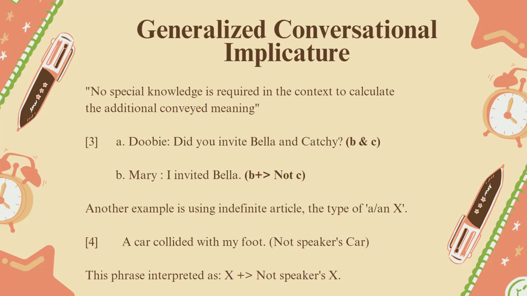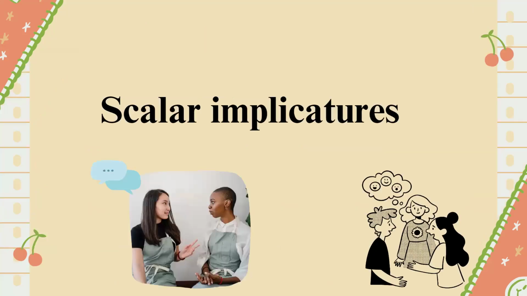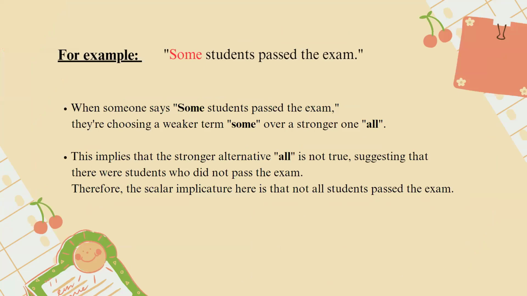The next presentation is scalar implicature. Hi guys, my name is Lee, and now I will talk about scalar implicature. We will start with an example. Some students passed the exam. When someone says some students passed the exam, they are choosing a weaker term, some, over the stronger one, all. They imply that the stronger alternative is not true, suggesting that there were students who did not pass the exam. Therefore, the scalar implicature here is that not all students passed the exam.